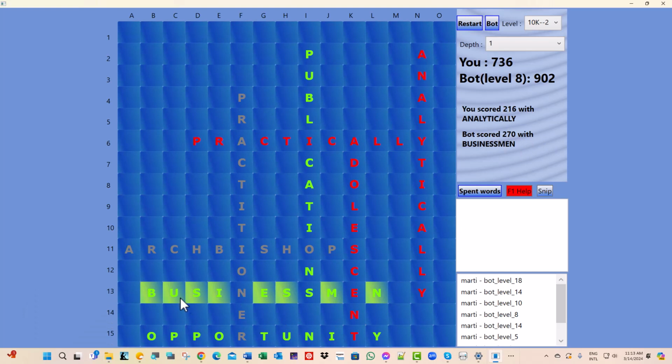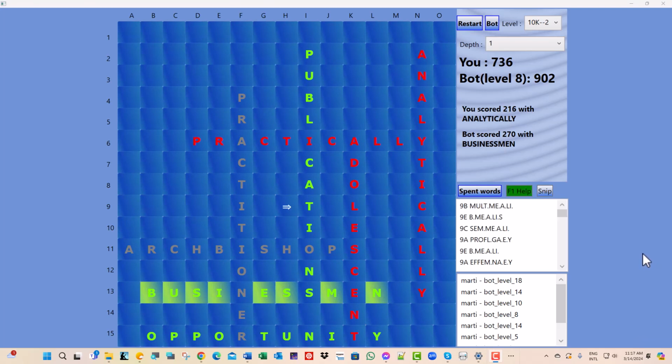The bot made businessman, and this is a double bridge because we see that ES in business is the first bridge and M the second bridge. ES 2 spans, M 1 span. So it is connecting 3 parallel words, and it is doing so by making a double bridge. Of course, the double bridge brings more points, 270 for businessman and only 216 for analytically, although that word is longer.